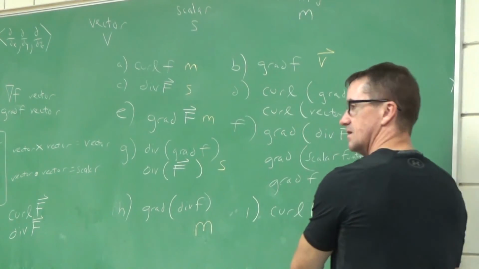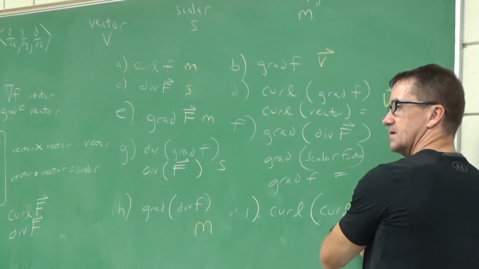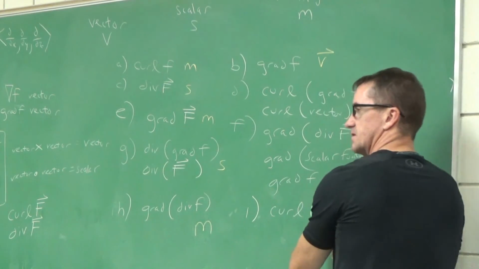How about this one? Curl of a vector field. That's a vector. What's curl of a vector? Vector.